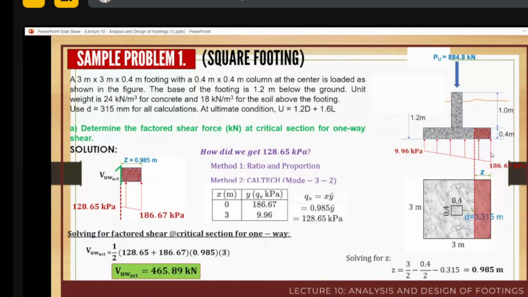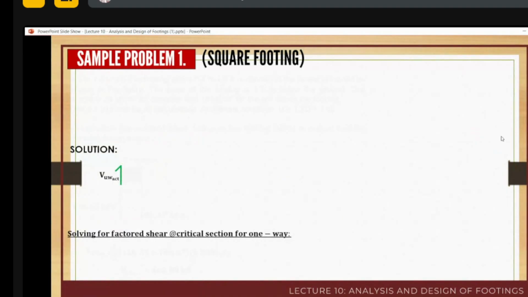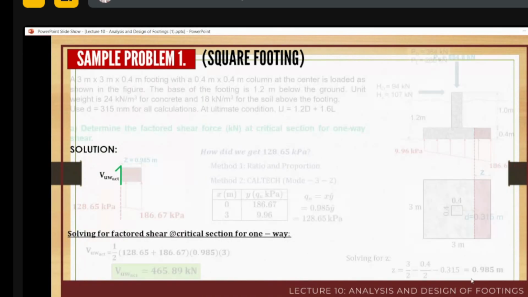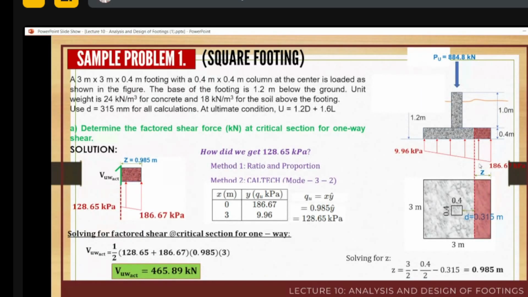So 9.96 kPa. If you know how much this portion is, then by ratio and proportion you can determine the area. The bigger triangle is to the smaller triangle, so you can calculate this height of the trapezoidal section. By ratio and proportion, you can compute and determine that it's 128.65 kPa.